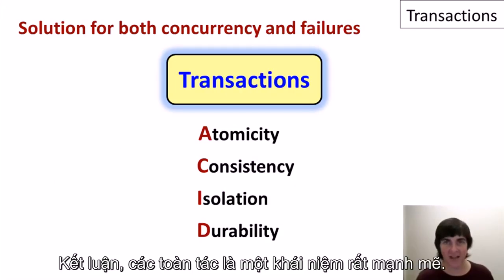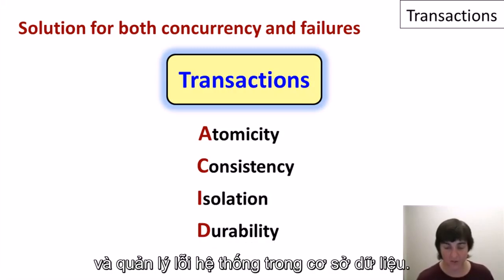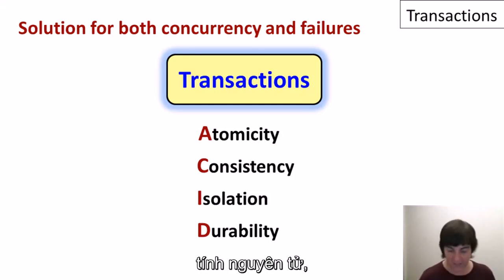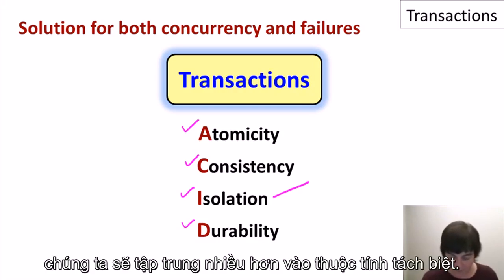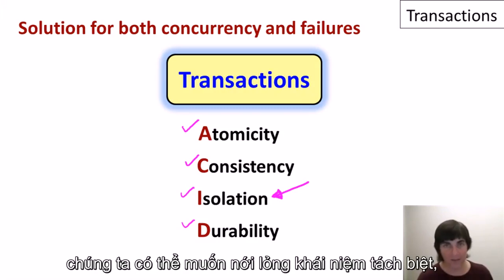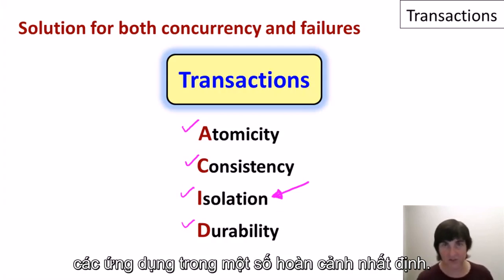In conclusion, transactions are a very powerful concept. They give us a solution for both concurrency control and system failure management in databases. They provide formally understood properties of atomicity, consistency, isolation, and durability. In the next video, we're going to focus more on the isolation property. We're going to see that in some cases we may want to relax the notion of isolation while still providing properties that are sufficient for applications in certain circumstances.